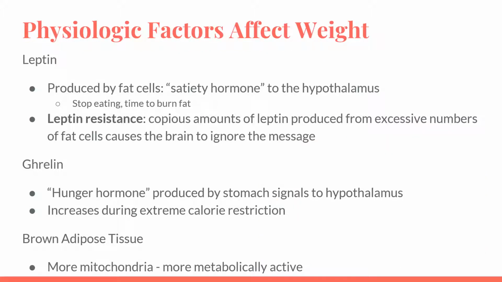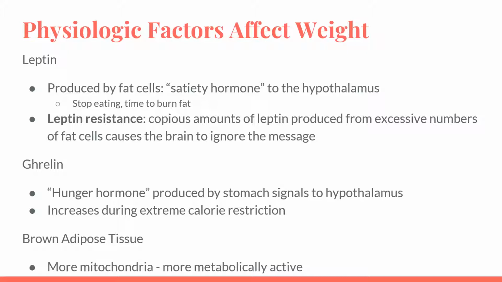And then we'll look at a few physiologic factors affecting weight. We're going to look in particular at these two hormones, leptin and ghrelin. Leptin is the hormone that tells our brain after a meal, this is enough, we are satisfied, you can stop eating.